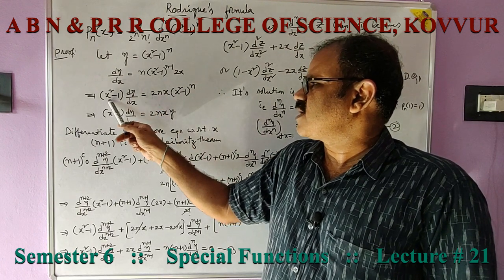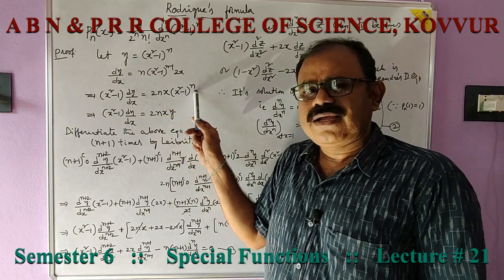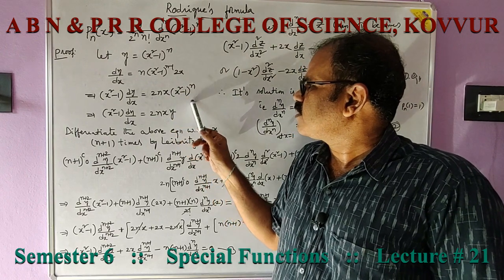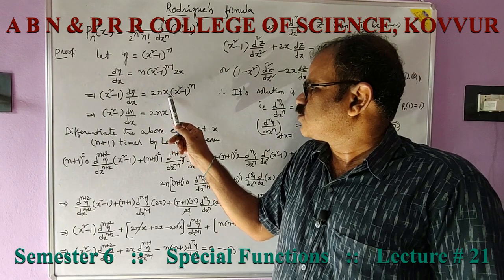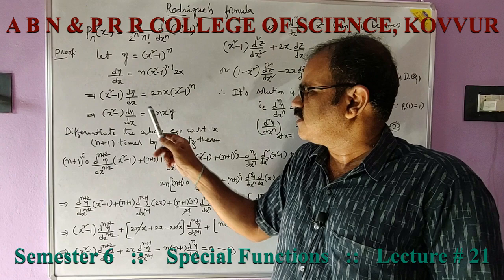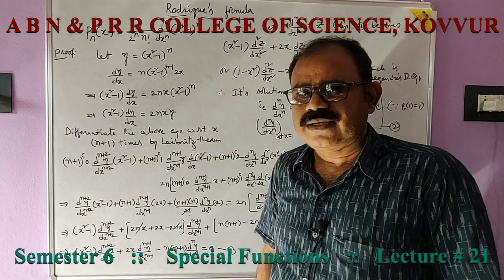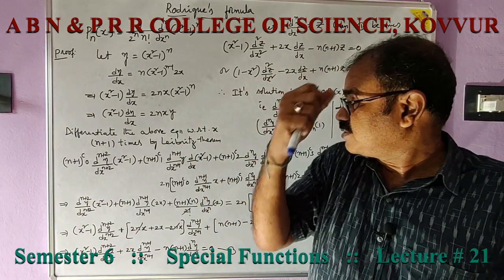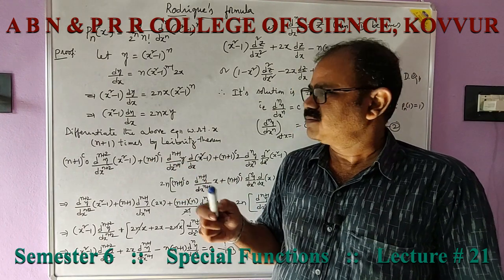Why? Because there is an x square minus 1 term, therefore this is only (x square minus 1) power n. So (x square minus 1) whole to the power of n is nothing but y. Therefore, this is 2nxy. We may write it as (x square minus 1) dy by dx is equal to 2nxy. Now, let us differentiate the above equation with respect to x, n plus 1 times.